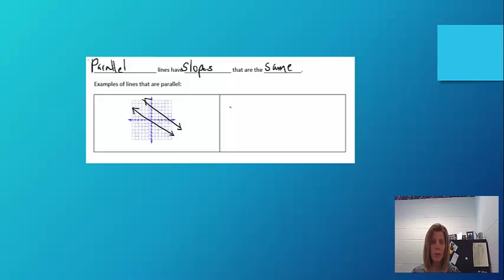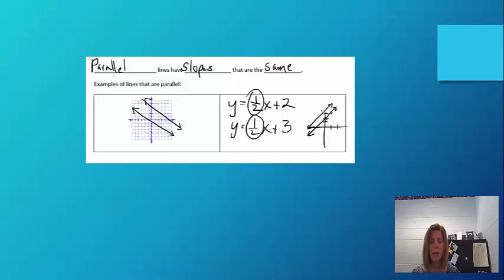If I looked at equations of two lines that are parallel, if I put y equals 1/2 x plus 2 and y equals 1/2 x plus 3, if you look at it, the slopes are both 1/2, so they have the same slope. So these lines are also parallel. And if I were to graph those, I'd start at 2, I'd go up 1 over 2, so that would be one line. And then my other line would be 1/2 x plus 3. I'd start at 3 and go up 1 over 2. And notice I would end up getting two lines that are parallel.